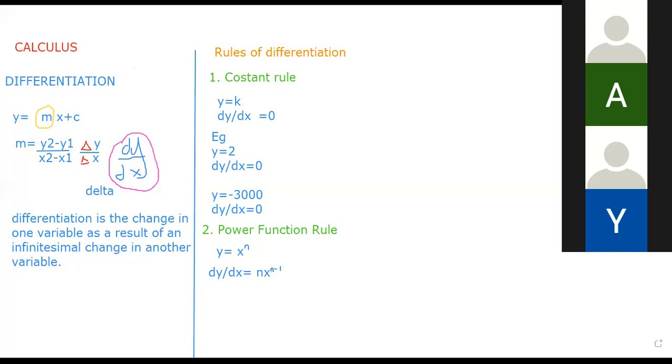So example, if I have y is equal to x to the power 5, and I have to differentiate this, I take the power, which is 5. So dy dx is equal to 5, multiply by the base, so I get 5x. Then I subtract 1 from the power. Subtracting 1 from the power gives me 4. So when I differentiate x to the power 5, I get 5x to the power 4.